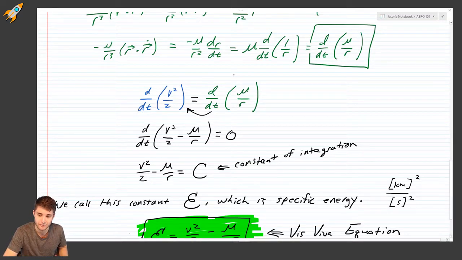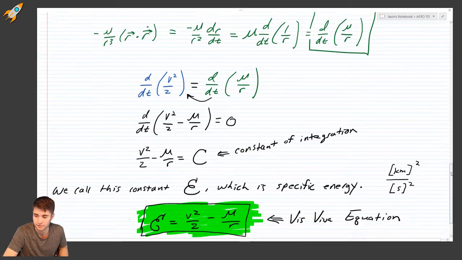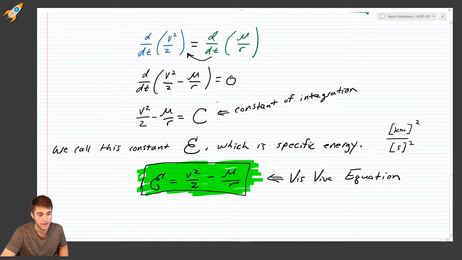So now check this out. We can move this over here, and we can throw everything in the same derivative, and it's equal to 0. And once we integrate, we get what's called a constant of integration. We call this constant specific energy. This constant has units of kilometers squared per second squared. That's a bad habit. Square kilometers per square second is really a better way to say that.